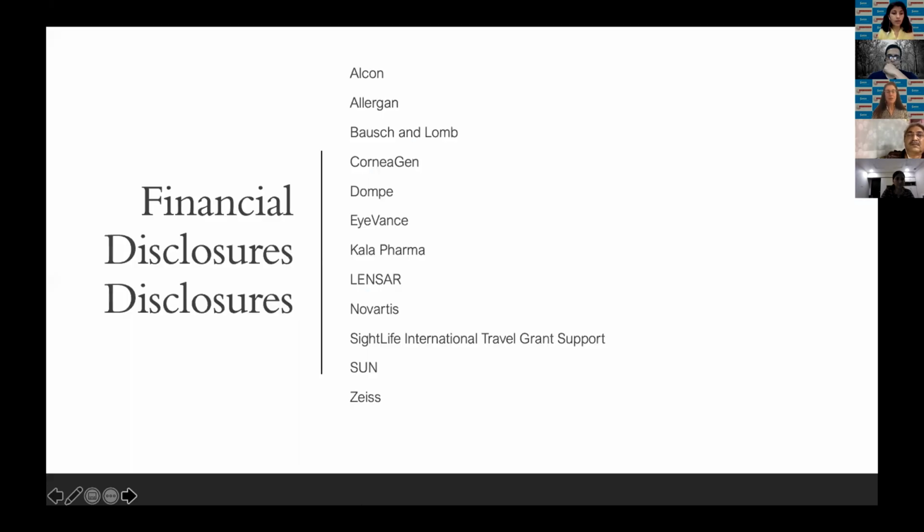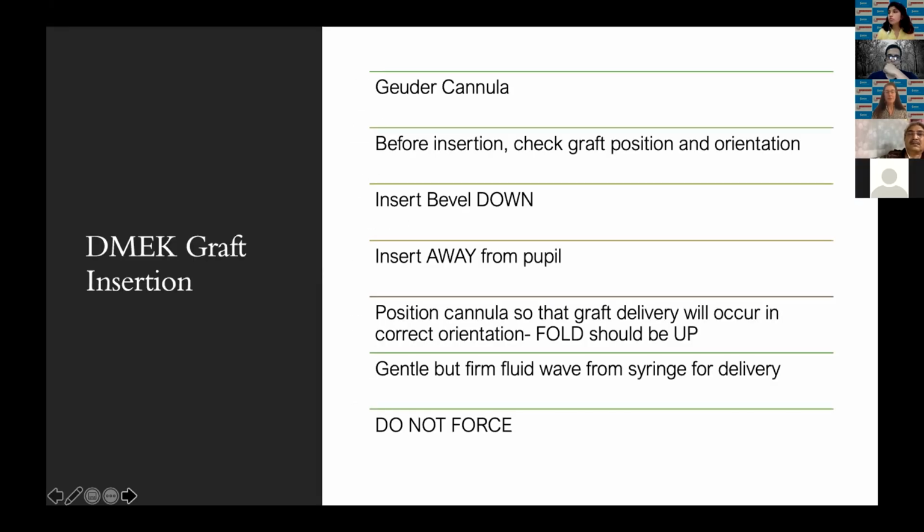Great, thank you. I'm going to be speaking about DMEK graft insertion. As Dr. James also mentioned, I really like the Goiter cannula. I have used all of the different varieties of inserting grafts, but I find that the Goiter cannula gives the most consistent results and is the easiest. And so here are some tips, and then we'll go through the video and then go back through the pearls again.